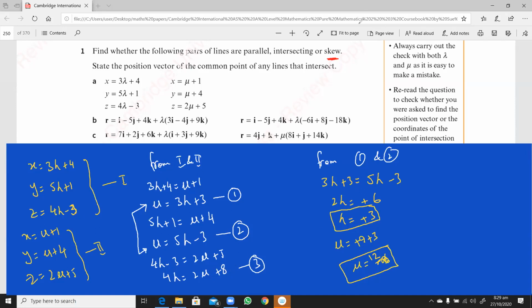Let's do that. So we are going to substitute the values of mu and lambda into the third equation. So from the third equation, we have 4 lambda. That means that is going to be 12. If that is equal to 2 lambda plus 8, that is 24 plus 8. Oh, so they are not equal. You see, they are not equal. So this means these are two skew lines with us. They are non-parallel and non-intersecting. Okay, got it? You must have any question here.